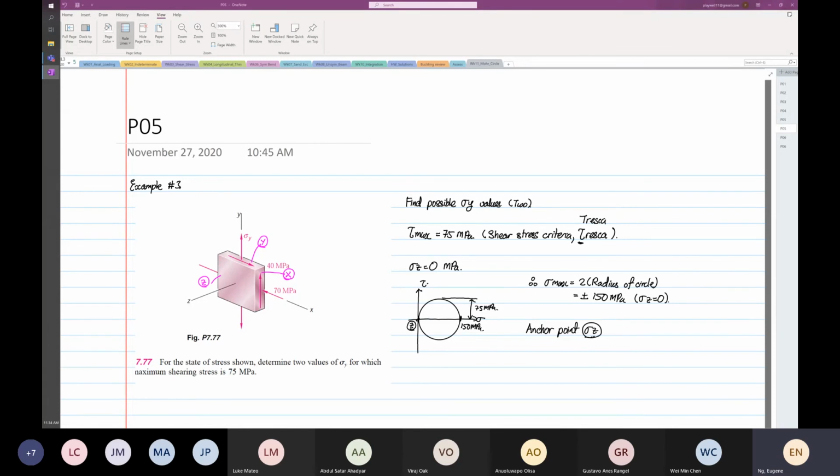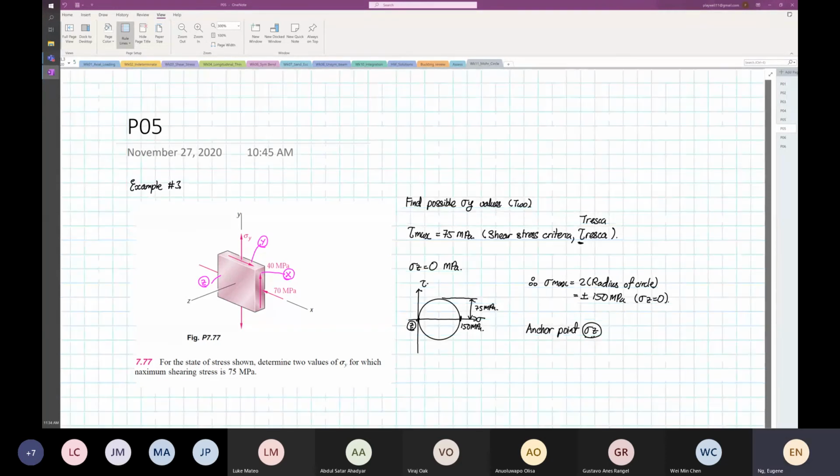Okay. So now we're going to construct a 3D Mohr circle. Yeah, we're going to construct 3D Mohr circle. And I'm going to introduce you to some other stuff. So we're going to draw the normal stress axis.